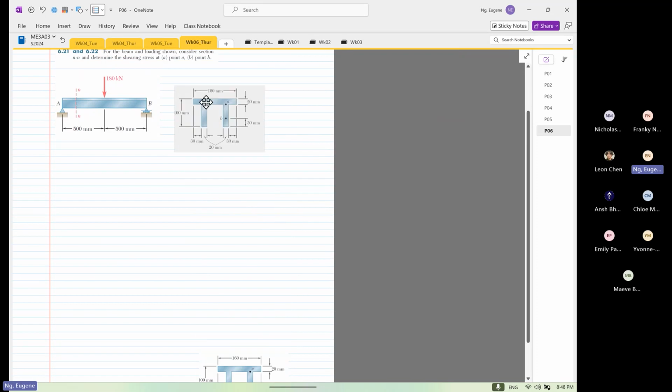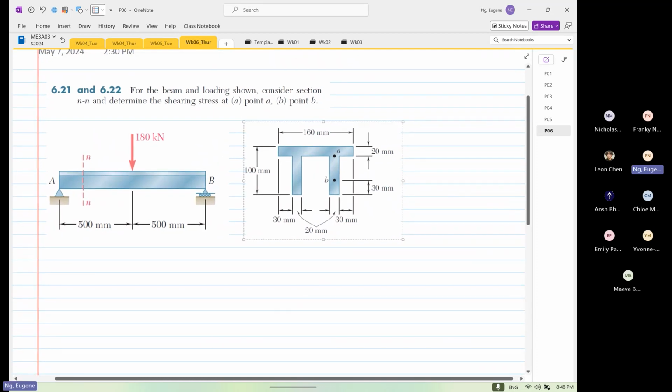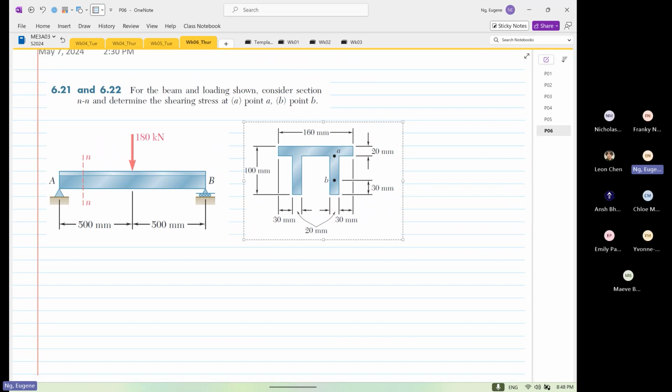Okay. We have determined most of the terms already, right? So I don't want you to underestimate how to determine the Vy, or how to determine the shear force. A lot of times students make mistakes by determining the shear force, unfortunately. Okay. So for the beam shown, consider section NN and determine the shear stress at point A and at point B, and we already have quite most of these values already.